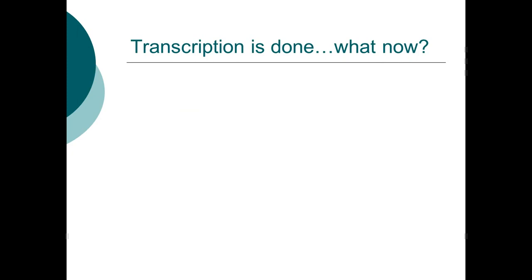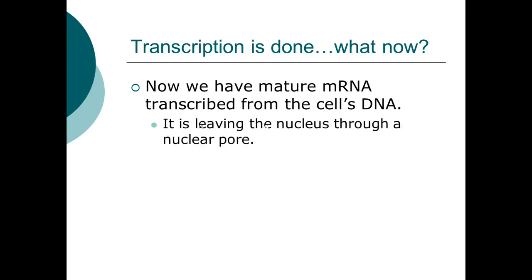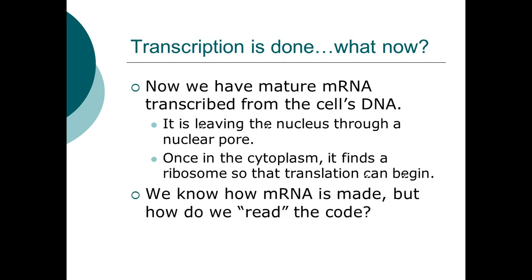Now that transcription is done, we've got the messenger RNA, we've made it mature by taking out the pieces that we don't need. What happens next? We now have mature mRNA transcribed from the cell's DNA. It's leaving the nucleus through a nuclear pore, just a hole in the nucleus. Once it's in the cytoplasm, it finds a ribosome so that translation can begin.